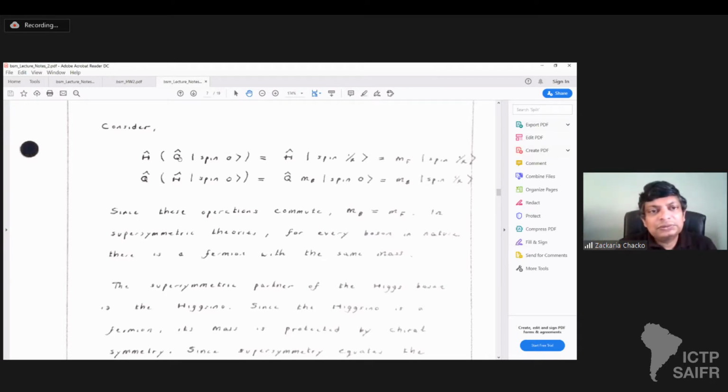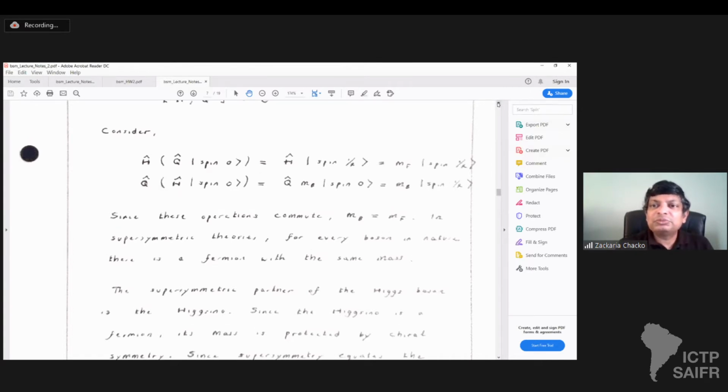So you do a SUSY transformation of the spin zero, and you get a spin half. And the Hamiltonian acting on a spin half particle at rest just gives you the mass. So you get the mass of the fermion. Now do the same transformation, but in opposite order. The Hamiltonian acting on a spin zero particle at rest gives you the mass of the spin zero particle. And then supersymmetry acting on the spin zero particle gives you the spin half particle. So this sequence of operations gives you this, and this sequence of operations gives you this.